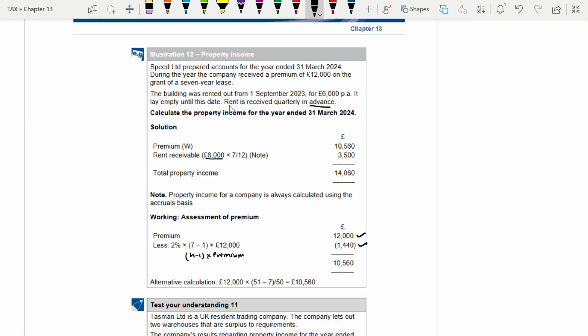From September to March: September, October, November, December, January, February, March. How many months? 7 months. Rent receivable is for 7 months. After deduction of the premium, 10,000. Total property income will be how much? 14,060. Is it right? Are you clear about this?